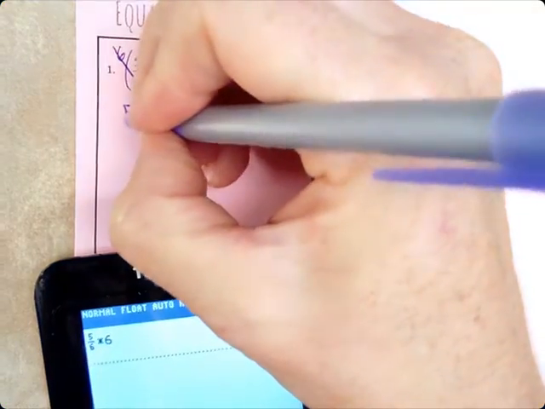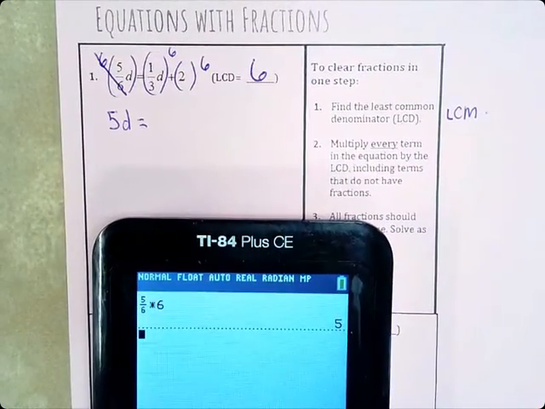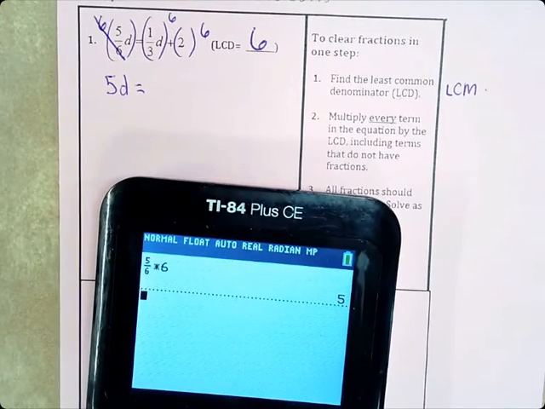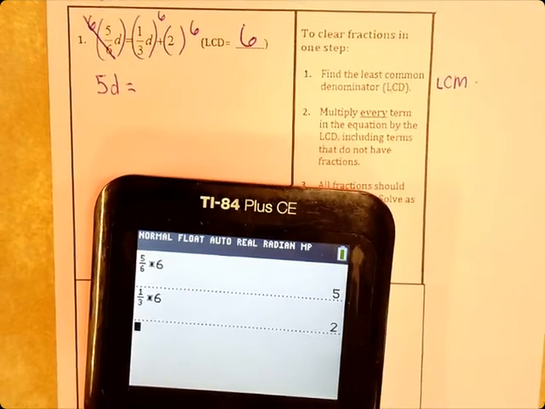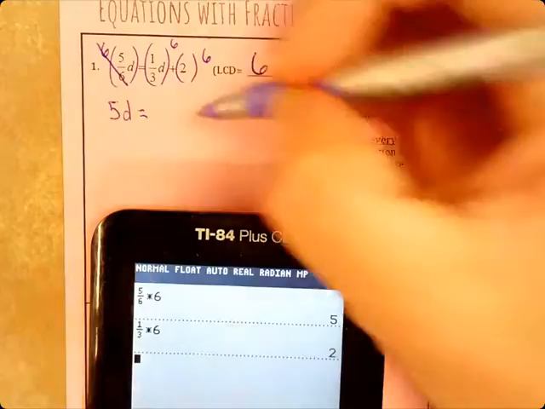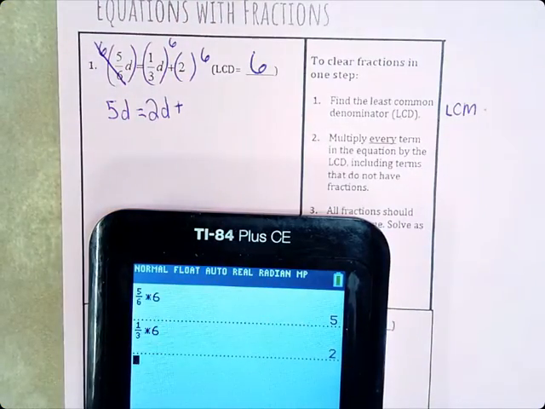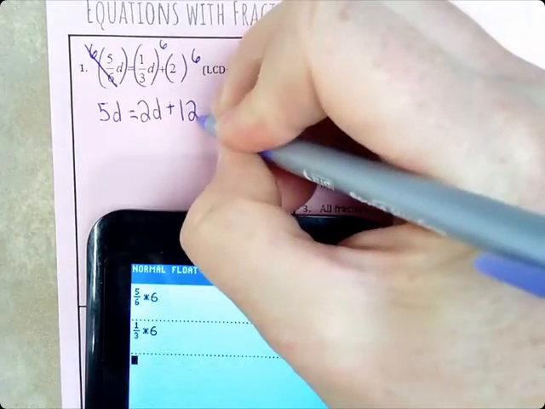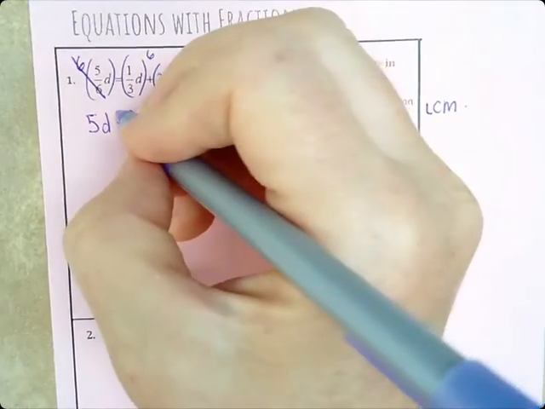So this would be 5d equals, then we have 1/3 times 6, which is 2. So this will be 2d plus 2 times 6 is 12. Now, I would so much rather use that equation to solve than the one with the fractions. So now we can solve it like usual.